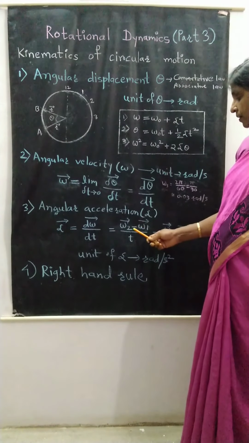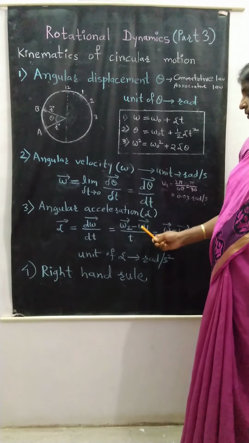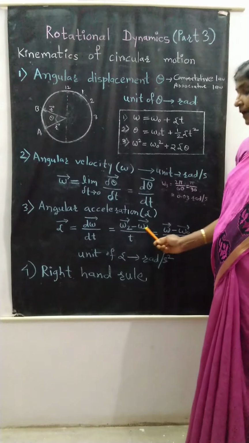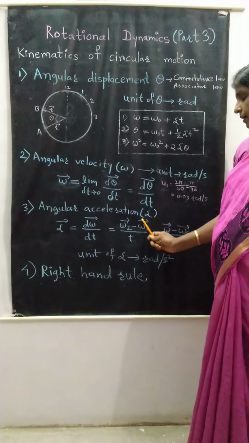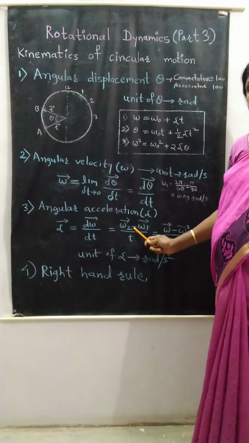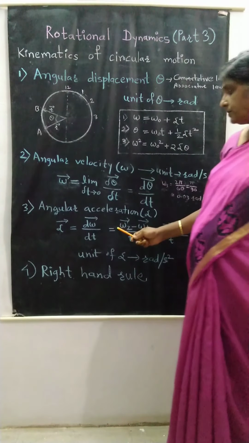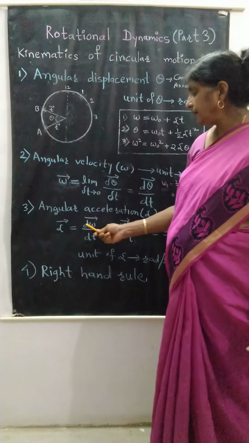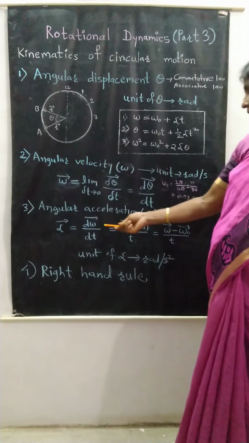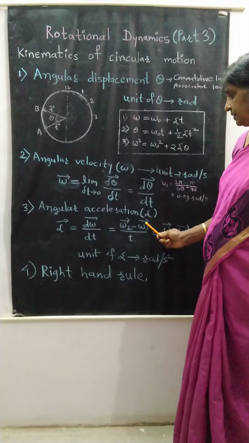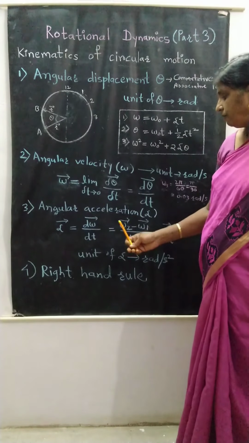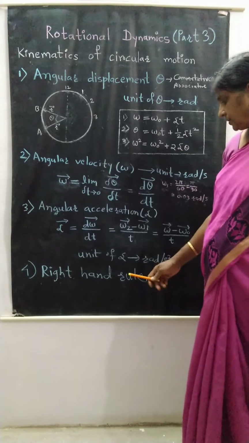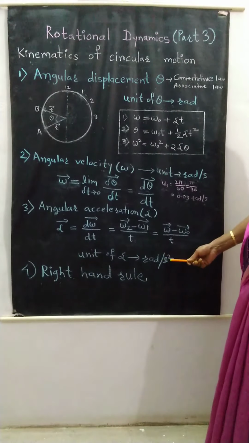But if omega 2 is less than omega 1, then this subtraction will be a negative quantity. The negative quantity divided by time will result in a negative quantity. The negative sign here denotes that the direction of alpha is opposite to the direction of omega. Hence, in that case, alpha and omega will be opposite to each other. The unit of angular acceleration is radian per second square.